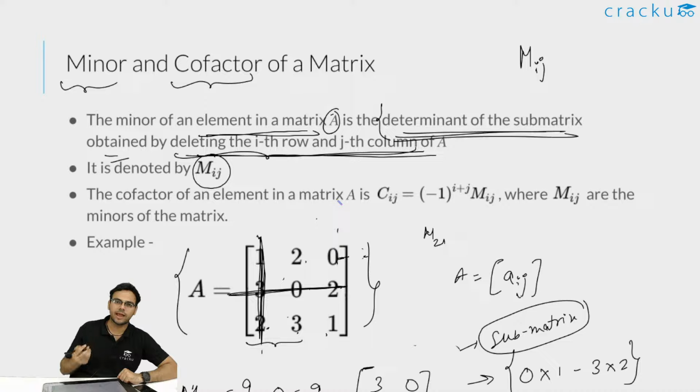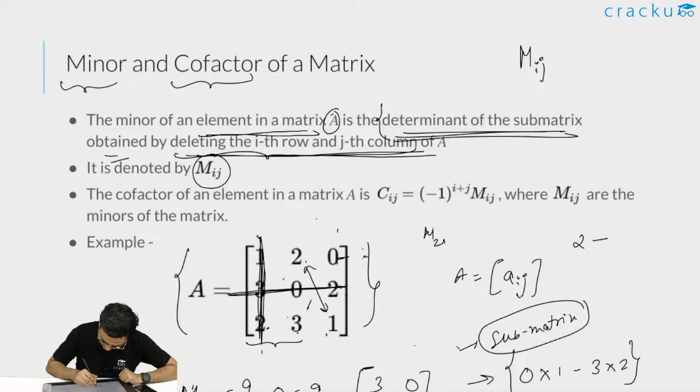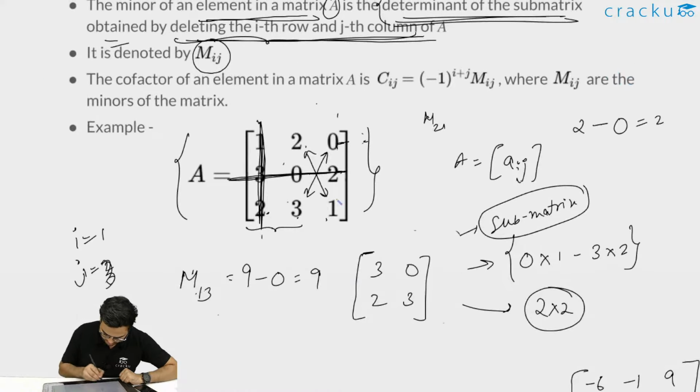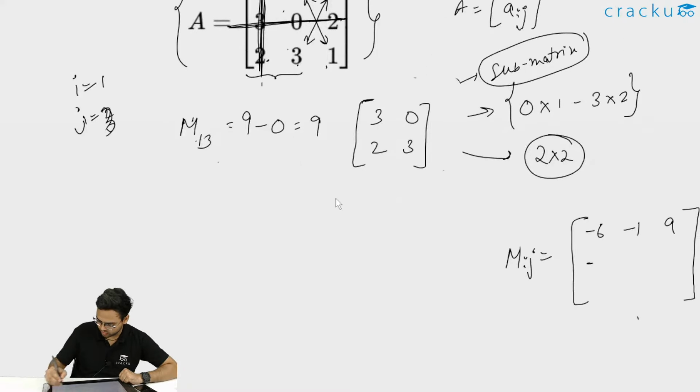What we will do is calculate the determinant of this matrix. So 2 into 1 is 2 minus 3 into 0, which is 0. So 2 minus 0 is 2. So my M21 is 2. That is, the second row and first column minor is 2.